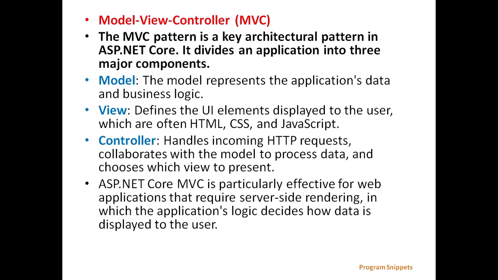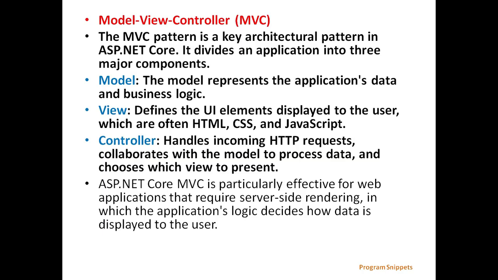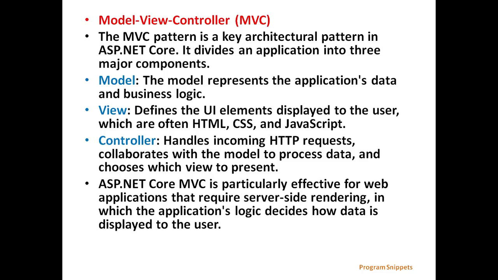The MVC pattern is a key architectural pattern in ASP.NET Core. It divides an application into three major components. Model, which represents the application's data and business logic. View, which defines the UI elements displayed to the user, which are often HTML, CSS, and JavaScript. And controller, that handles incoming HTTP requests, collaborates with the model to process the data, and chooses which view to present. ASP.NET Core MVC is particularly effective for web applications that require server-side rendering, in which the application logic decides how data is displayed to the user.